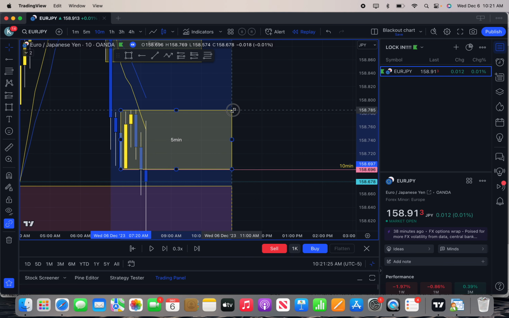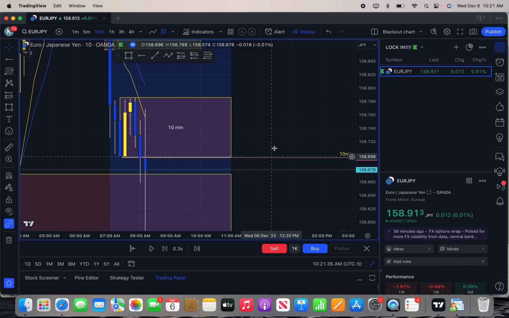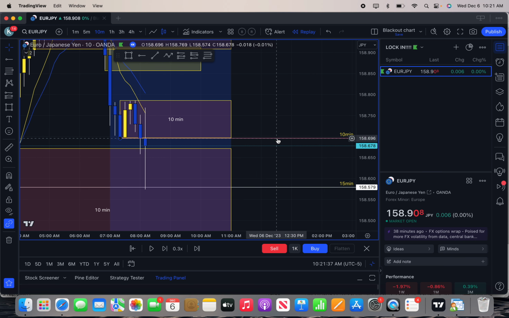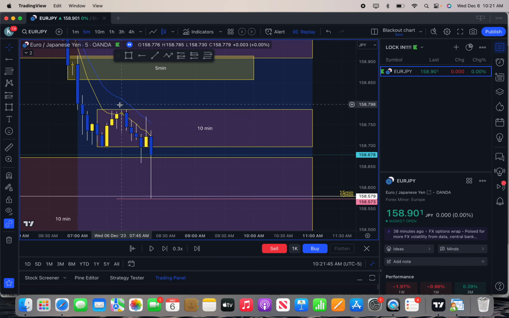One big supply zone. One big 10-minute supply. Again, we could do a 10-minute or 5-minute. I typically go with the higher time frame just because they both function the same. So I'll enter trades off the 5-minute or the 10-minute. So it doesn't really matter which one I define it as.